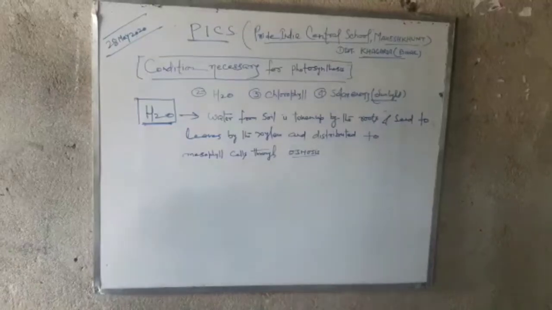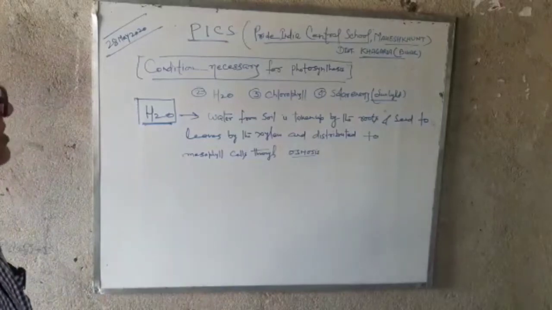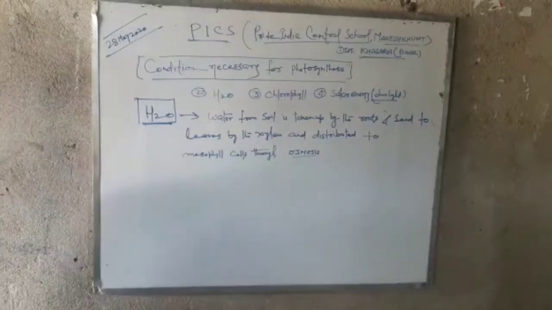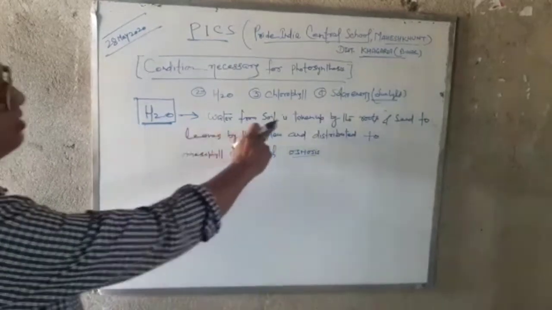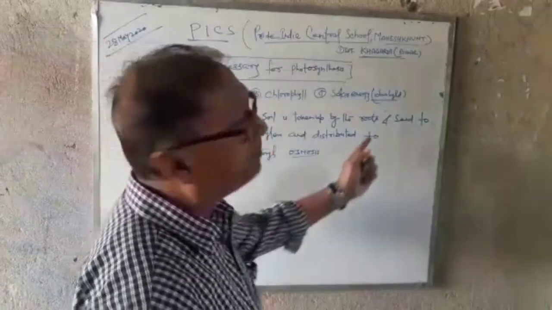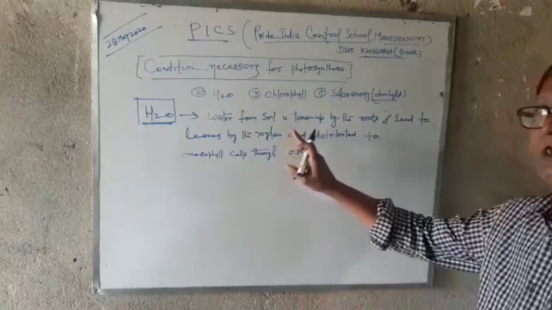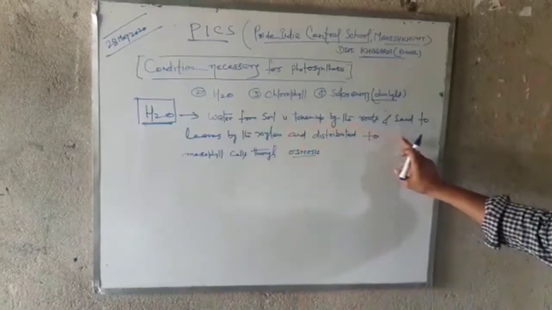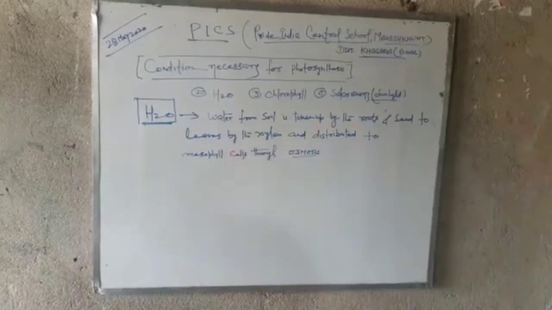Now the second thing necessary for photosynthesis is water, H2O. The plant takes the water from the soil. The water from the soil is taken up by the roots and sent to the leaves by the xylem.